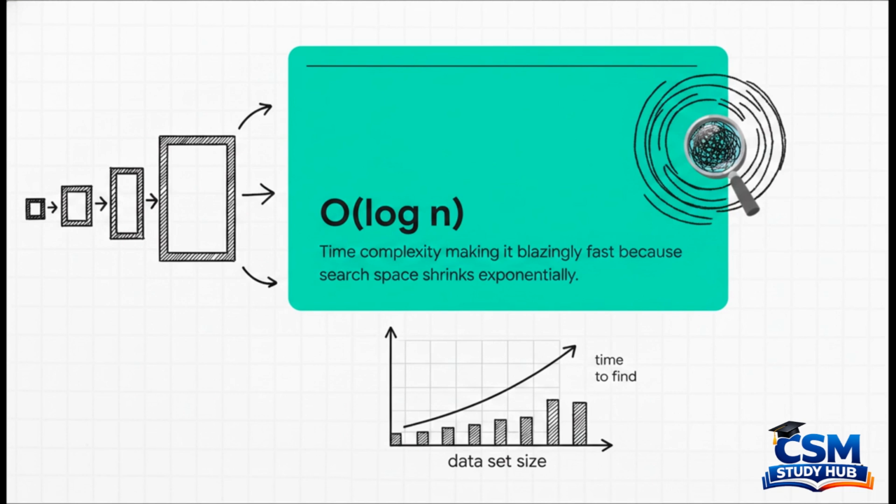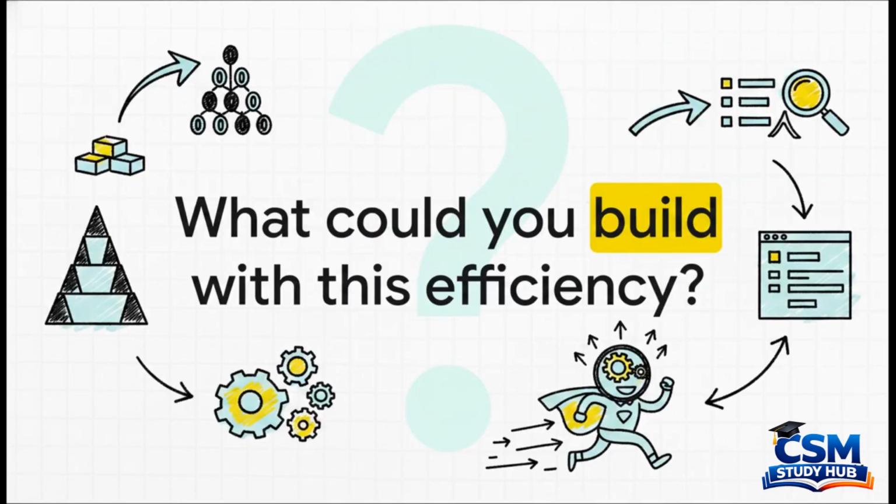This is what we call the time complexity of the binary search algorithm. In computer science, O log n is pretty much the holy grail for searching. It means the algorithm is blazingly fast, specifically because the search space shrinks exponentially. So even as your dataset gets massive, overwhelmingly huge, the time it takes to actually find your target barely even increases. Let's wrap this up with a truly phenomenal mathematical reality.